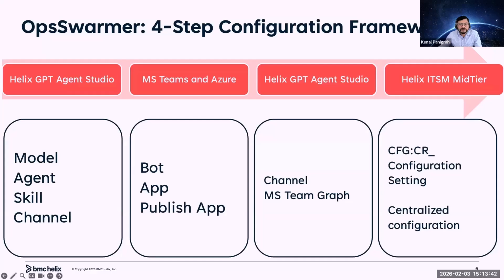On the third part, we will come back to HelixGPT Agent Studio and update the channel with the bot information that is created in part 2, and also update the bot and client details in the MS Teams graph as an information source. Finally, we will log into Helix ITSM mid-tier and create or update collaboration room configuration settings and centralized configurations.